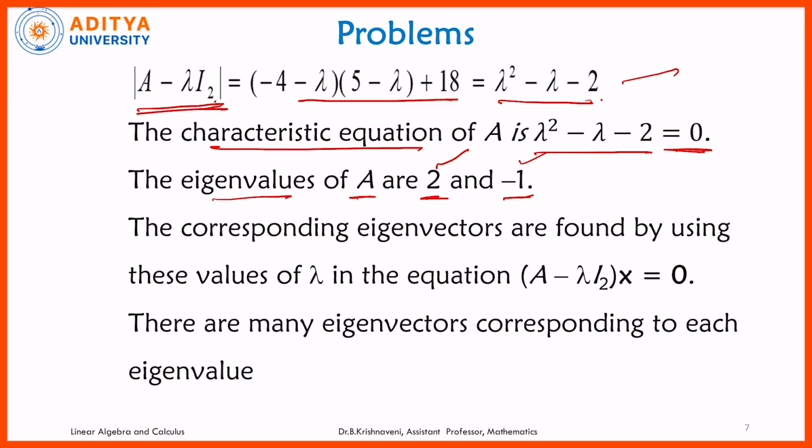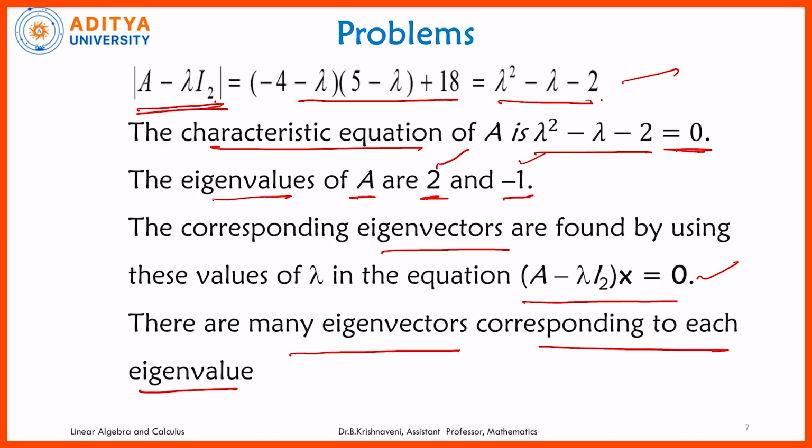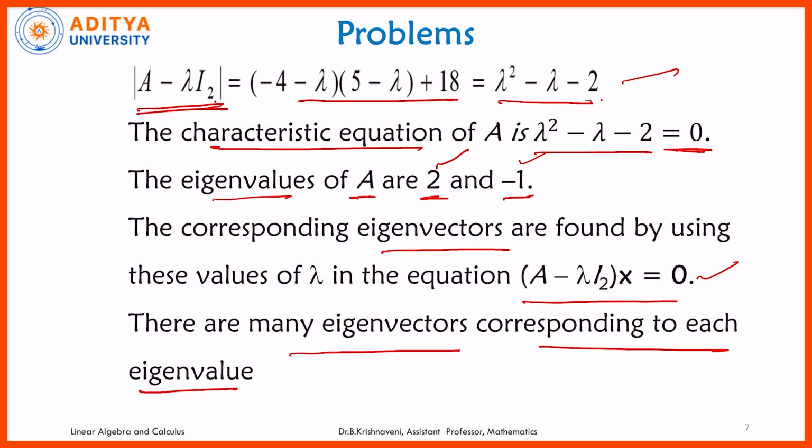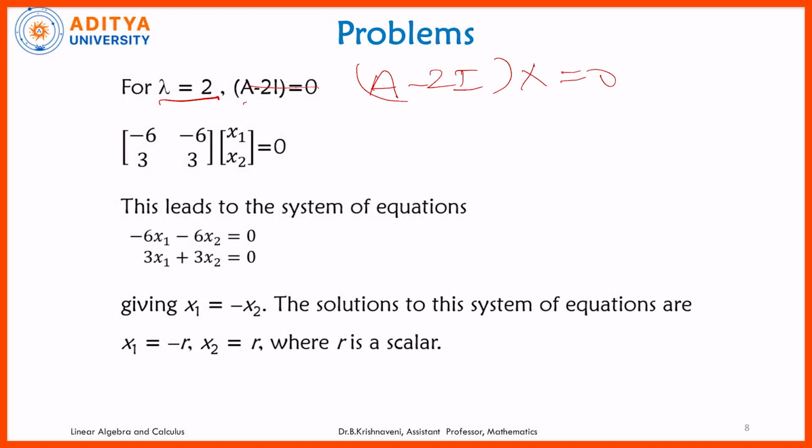Now we need to find the corresponding eigenvectors by using (A minus lambda I2) of x is equal to 0. For each eigenvalue, we need to find the eigenvector. Note that there are many eigenvectors corresponding to each eigenvalue. Let us consider the first eigenvalue and find the corresponding eigenvectors, by taking the system (A minus 2I) of x is equal to 0. Here, on substituting lambda is equal to 2, this will be the system.